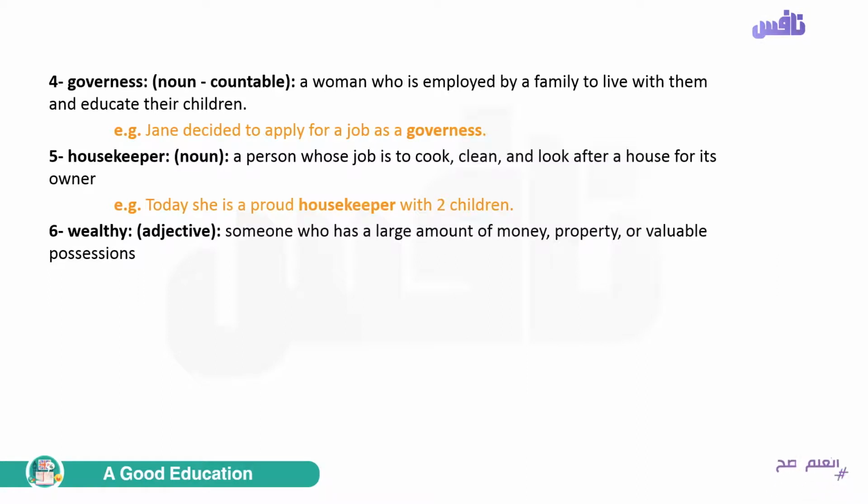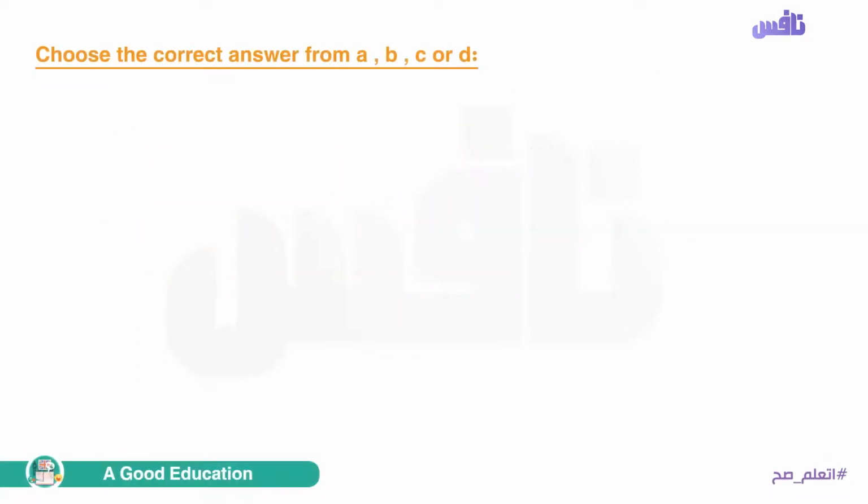Number 6, wealthy. Wealthy is an adjective. It refers to someone who has a large amount of money, property, or valuable possessions. Let's take the example. Mustafa is a wealthy international businessman. So, wealthy means ثري.